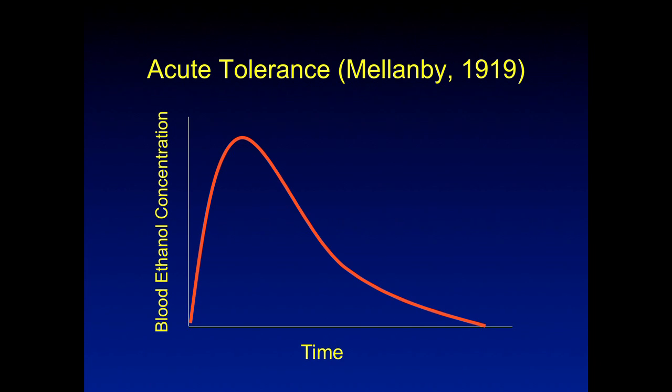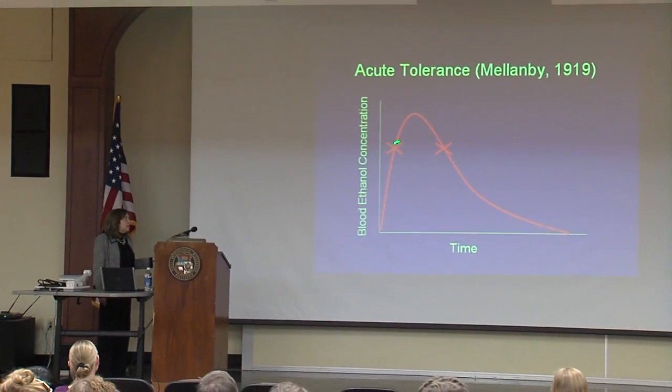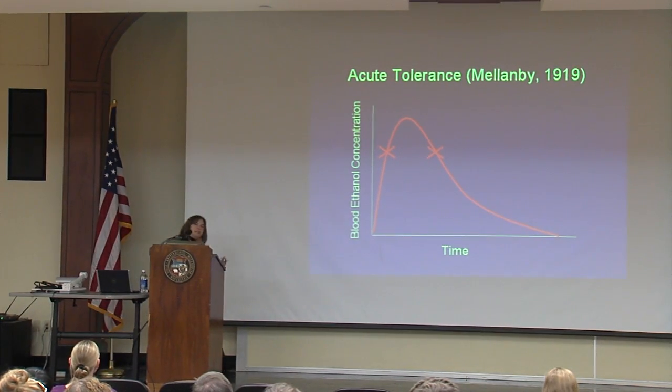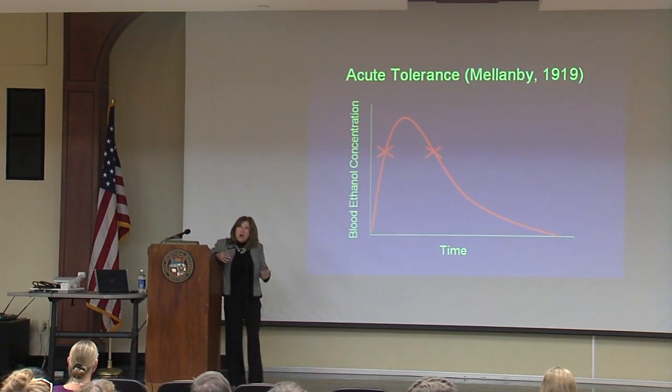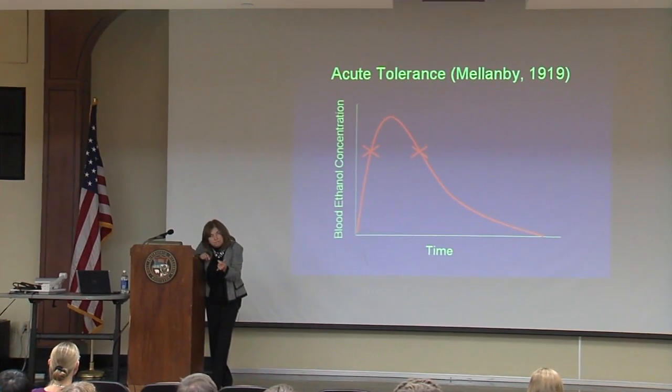So except at the peak and except when you have nothing in the system, for any blood alcohol concentration, you're going to have that same concentration on the ascending limb and on the descending limb. The definition of acute tolerance is that you're less impaired here than you are here. There's a lot of ways to look at acute tolerance, but basically it's an insensitivity to alcohol that develops within a single alcohol exposure period.